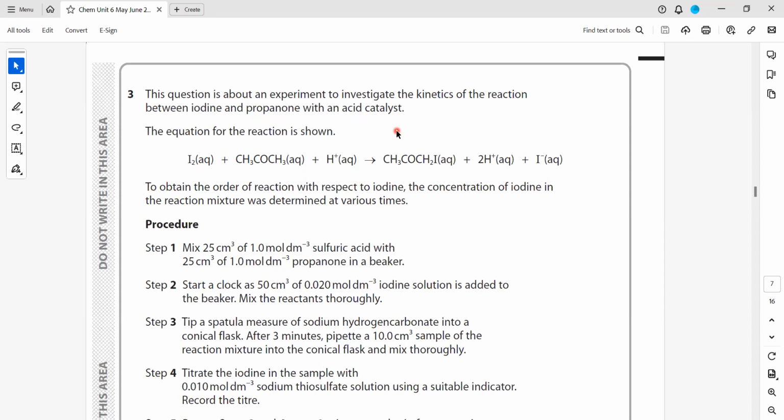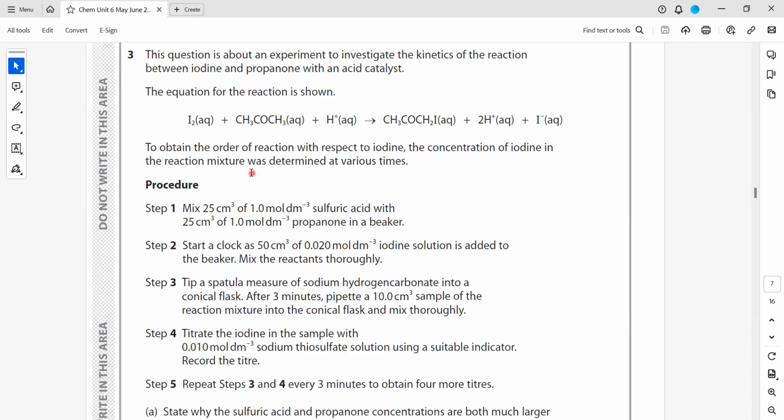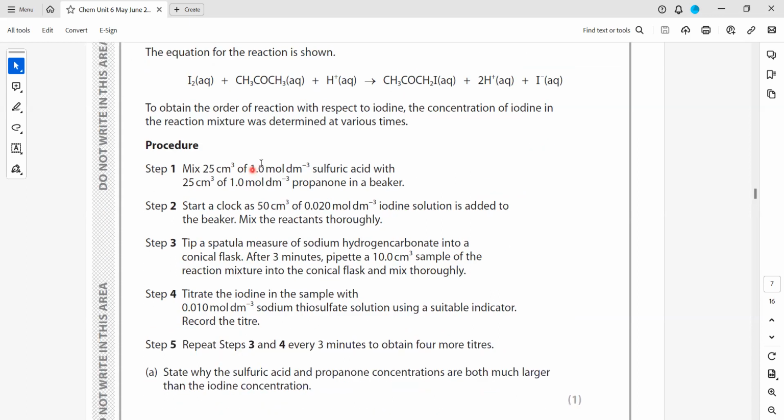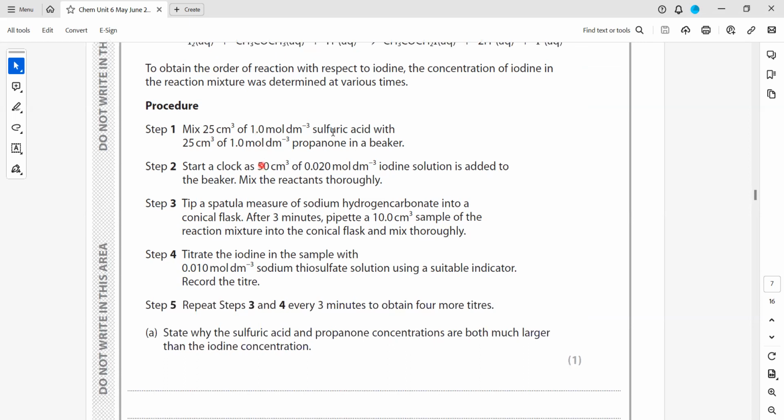determined at various times. First 25 cm³ of 1 mol sulfuric acid, then 25 cm³ of 1 mol propanol in a beaker. Then we start a clock as 50 cm³ of iodine solution was added. The mixture, mix the reactants thoroughly. Then a spatula measure of sodium hydrogen carbonate into a conical flask. What is the purpose of adding sodium hydrogen carbonate here? It's actually a quenching agent, it reduces the rate of reaction or slows it down, so it's quenched.